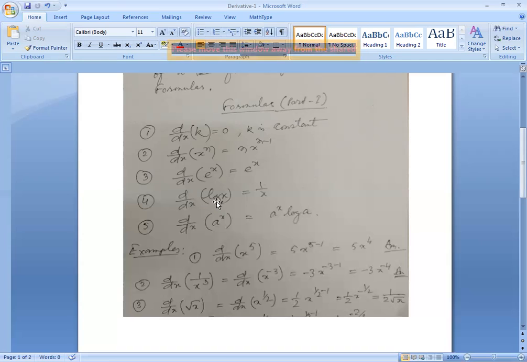d/dx of log x with base e, its derivative is 1 by x. And d/dx of a to the power x. It is a to the power x, not x to the power something. It is quite different from number 2. In 2 it was x to the power n, variable to the power constant. And here in 5, constant to the power variable. Then its result is a to the power x log of a.